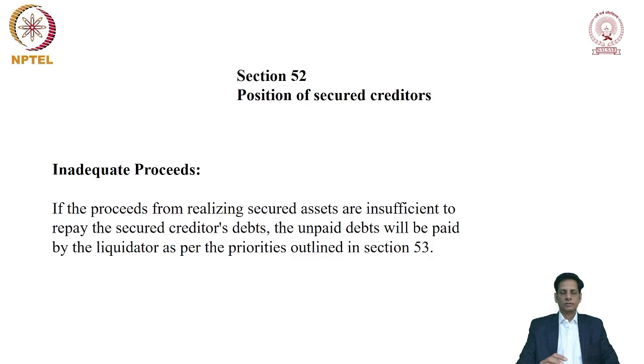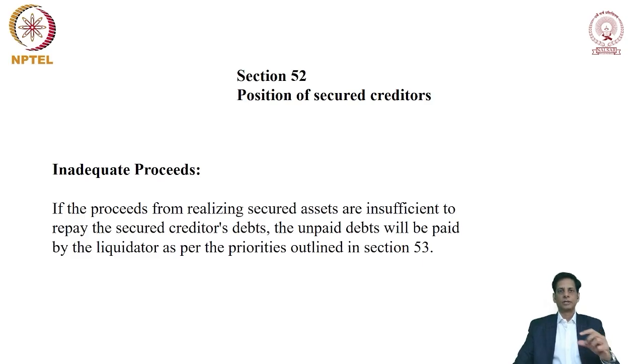On the other hand, if what you received is inadequate to meet your own debt, then what happens? If the proceeds from realized secured assets are insufficient to repay the secured creditor's debts, the unpaid debts will be paid by the liquidator as per the priorities outlined in section 53.